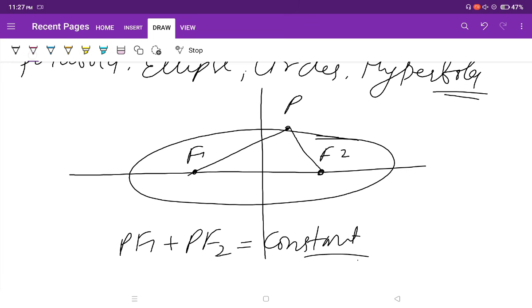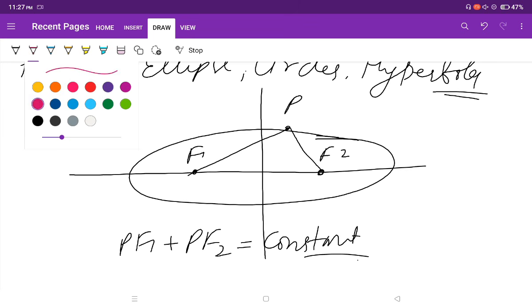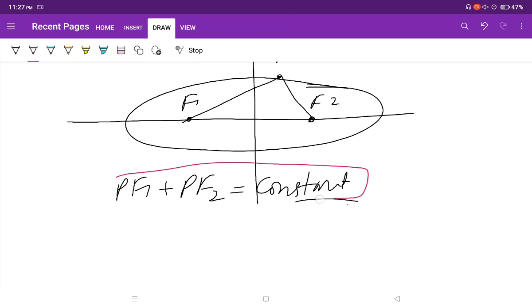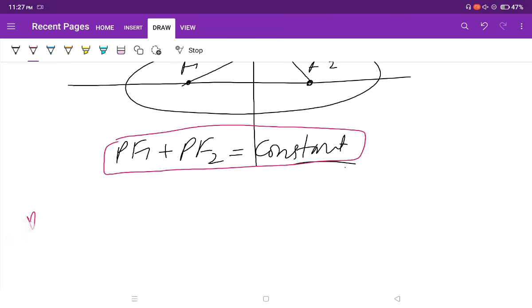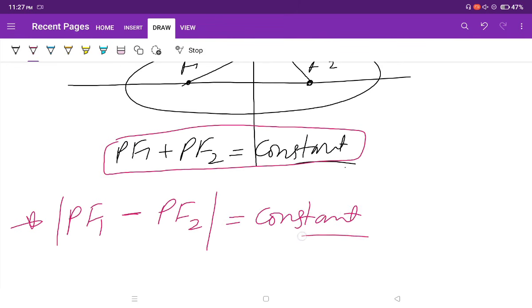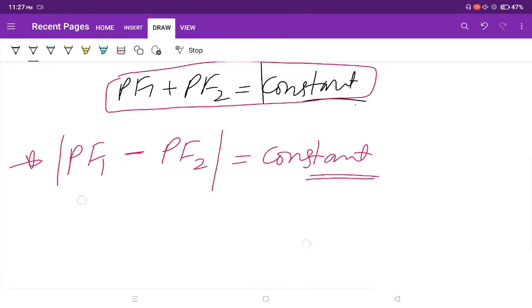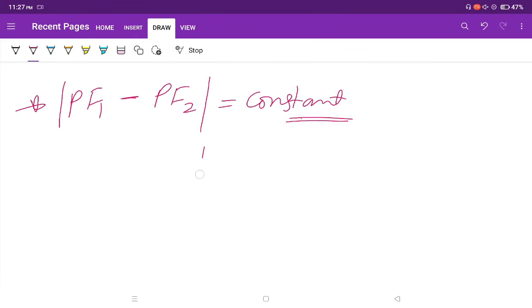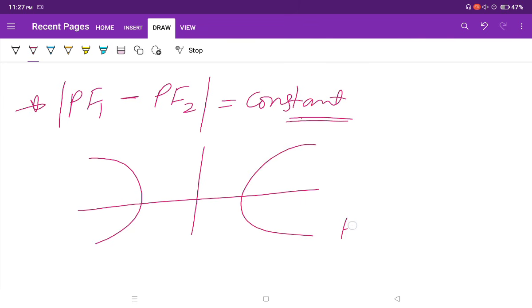Now if we change this relation, say if I say the distance from the two foci, say Pf1 and Pf2, the magnitude of their difference equals a constant, then what will be the shape? The shape of the conic so formed will be a hyperbola. This is the hyperbola.